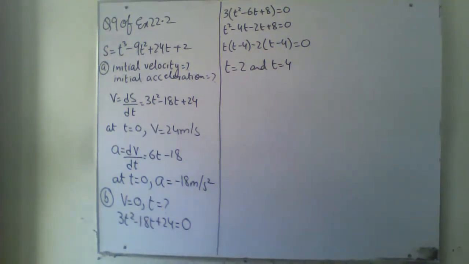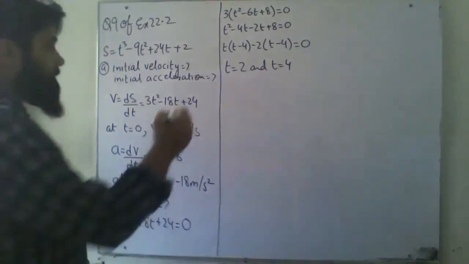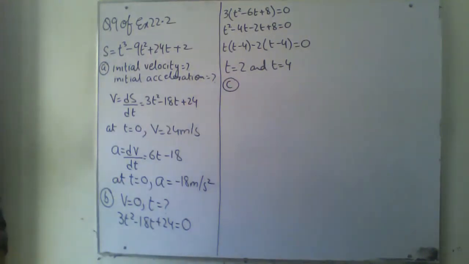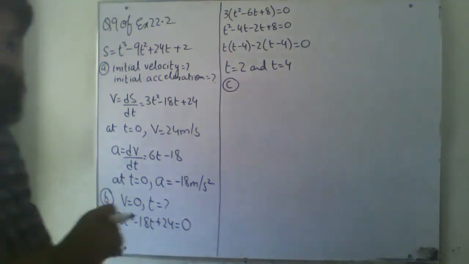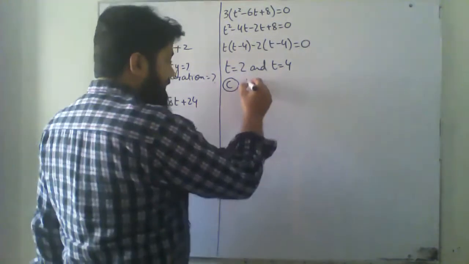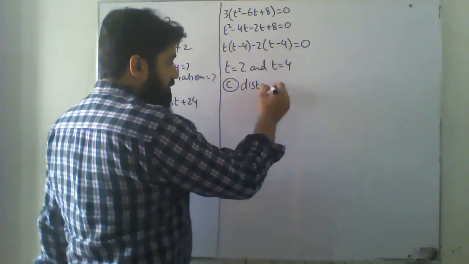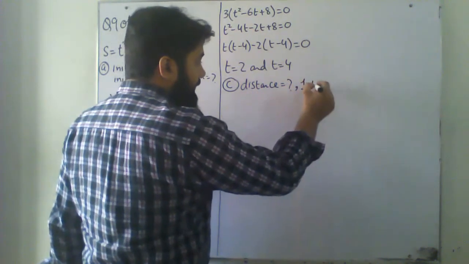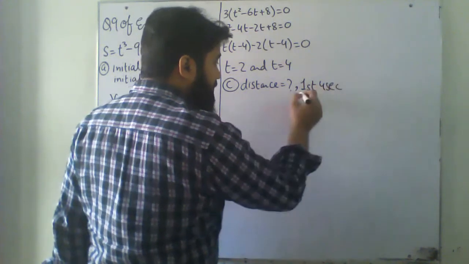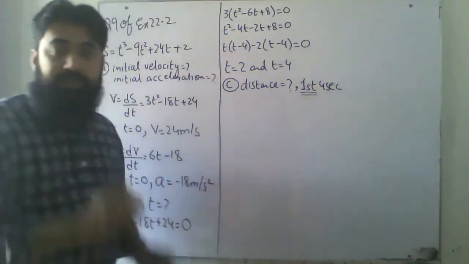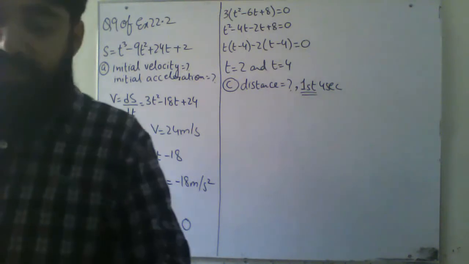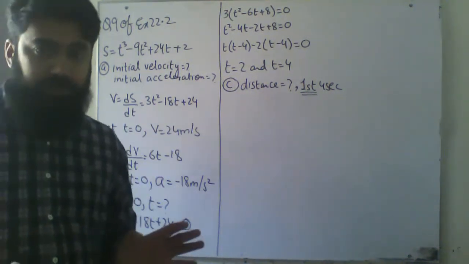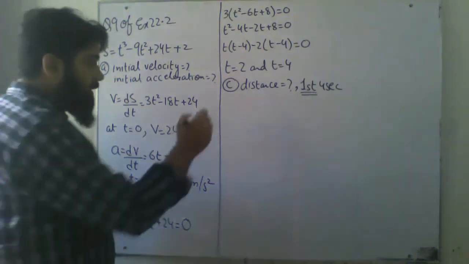is 0. Now, C part of the question is saying that I have to find distance traveled in first 4 seconds. Distance in first 4 seconds. Now, whenever they are going to use this word first, it means during this time duration, there must be a U-turn over there. Okay, so how you have to solve this one?